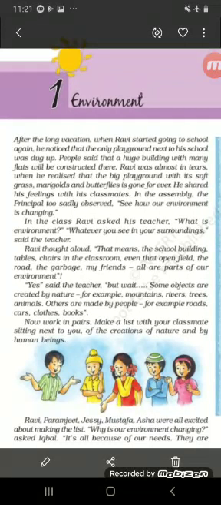After the long vacation, when Ravi started going to school again, he noticed that the only playground next to his school was dug up. People said that a huge building with many flats will be constructed there. Ravi was almost in tears when he realized that the big playground with its soft grass, marigolds and butterflies is gone forever. He shared his feelings with his classmates. In the assembly, the principal too sadly observed, "See how our environment is changing."